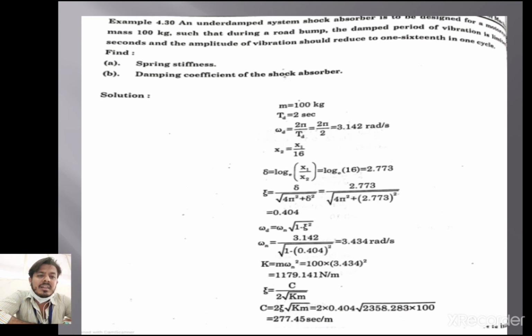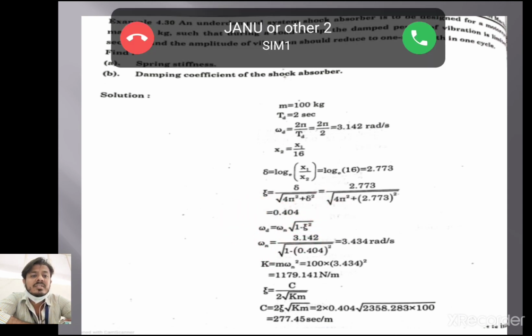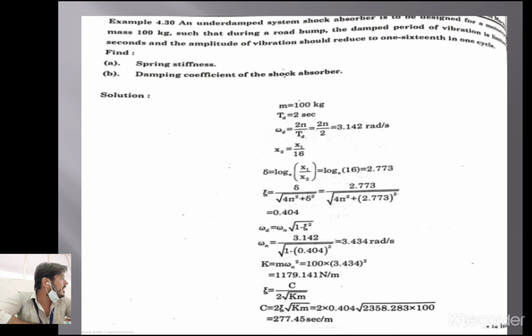Okay, so by applying the equation zeta equals c divided by cc, we can directly find out the value of c. Its unit is Newton second per meter, which we also saw in the previous example. So this is what we have to do in the example. You have to remember the equation of omega d. It is the relationship between omega d, omega n and zeta, meaning damped frequency, natural frequency and damping factor. This is the relationship between these three parameters. So this way we first find stiffness k, then zeta. By using the zeta equation we find the damping coefficient c is equal to 277.44 Newton second divided by meter.